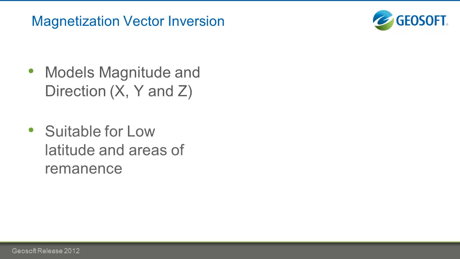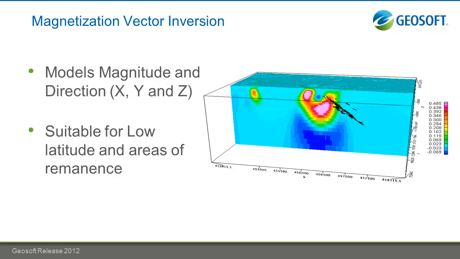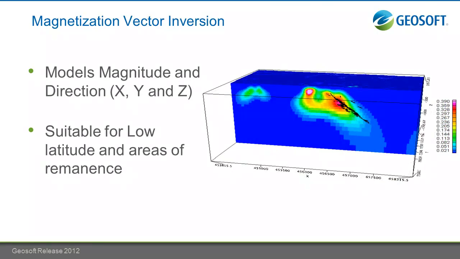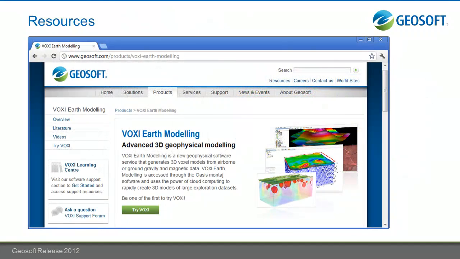For further information on Voxy, including our exciting new technical paper on magnetization vector inversions, which is an inversion method included in Voxy, you can go to our website at www.geosof.com/Voxy. There you'll find information on getting started, technical documentation to help you understand how Voxy works. You can meet with other users in the question and answer forum and watch videos that give you step-by-step instructions to help you get started and work with your susceptibility and MVI inversions within Voxy.